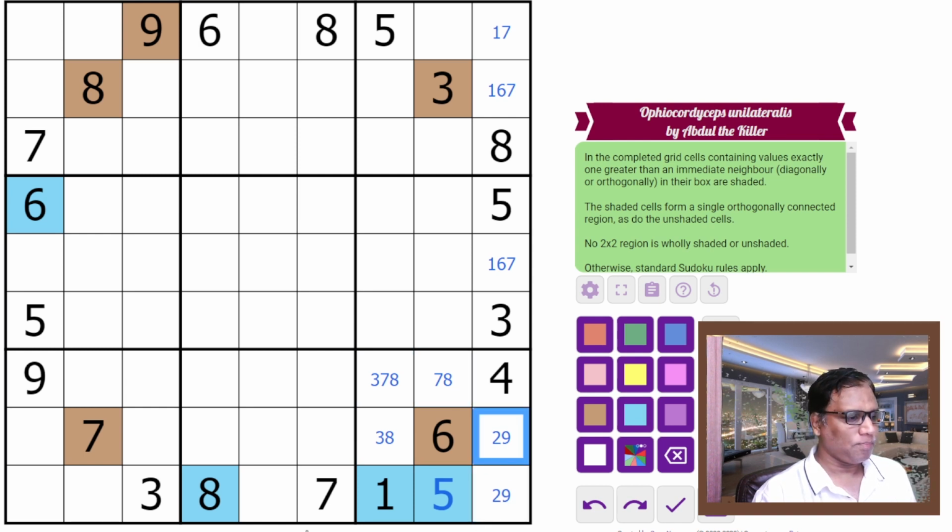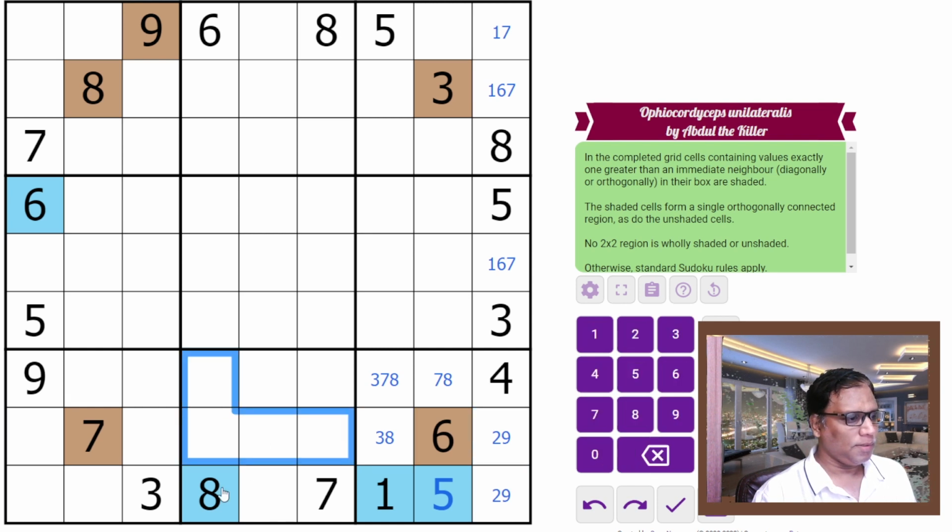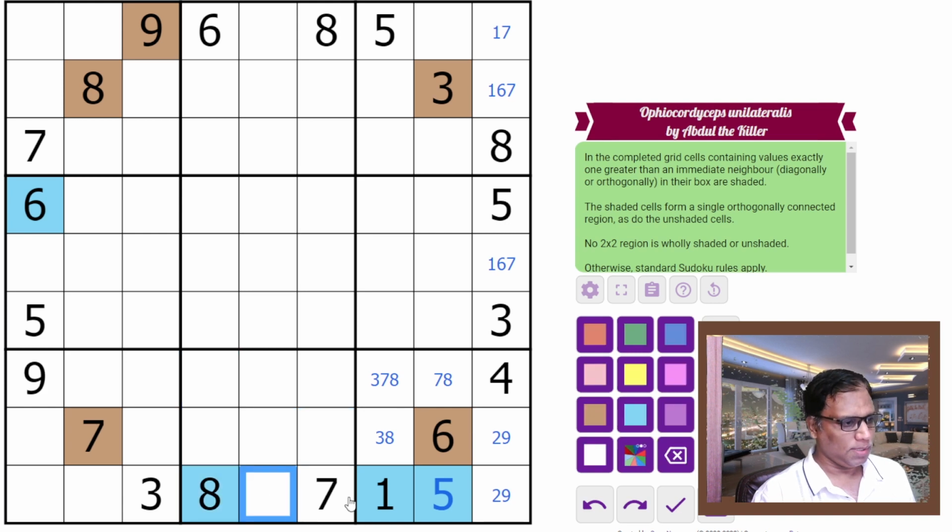Okay. 6 is not here and 6 is not here. 6 could be at 3 there. So if 6 is here, 7 could be light.